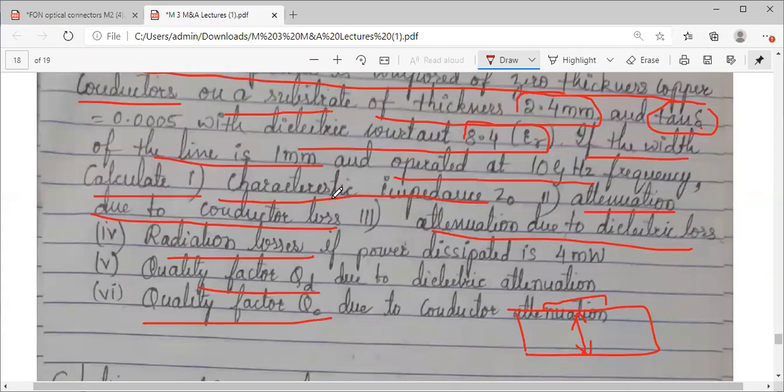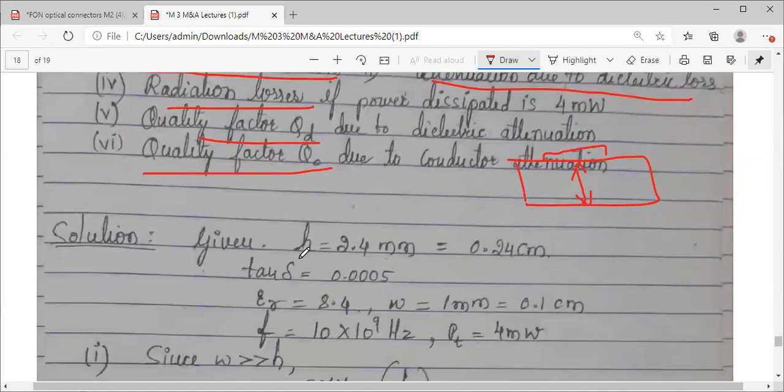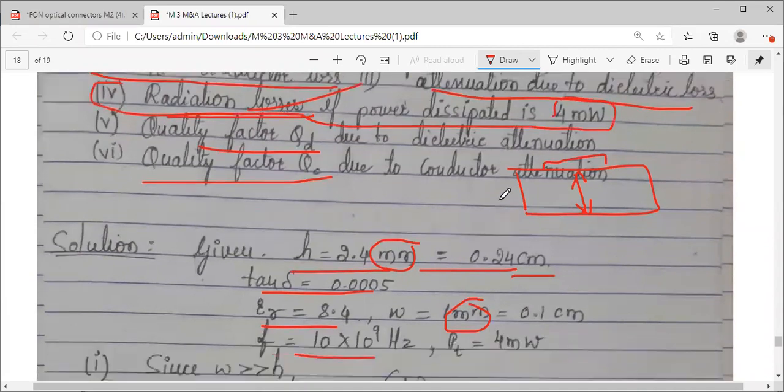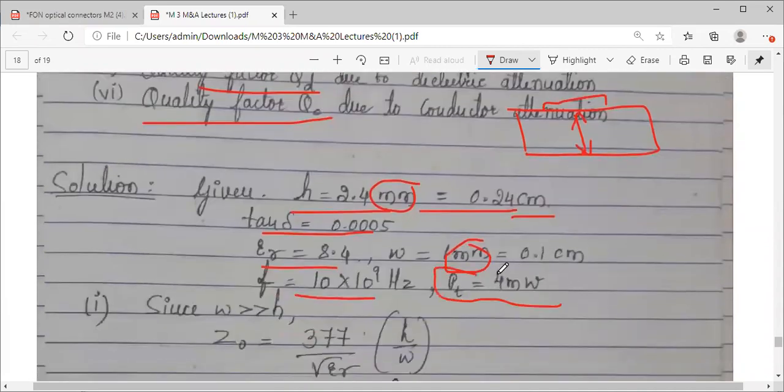Okay, let us start. First, I want the given data to be listed. So I have listed all the data. Height is given in mm, so I will convert it into centimeters, because whenever we calculate losses, we take it in dB per centimeter. So it is better to take all these measurements in centimeters. These are the given data: frequency, and you can see radiation losses. Fourth one, you need to find the radiation losses if the power dissipated is 4 milliwatts. That is also given to you, PT is given to you.